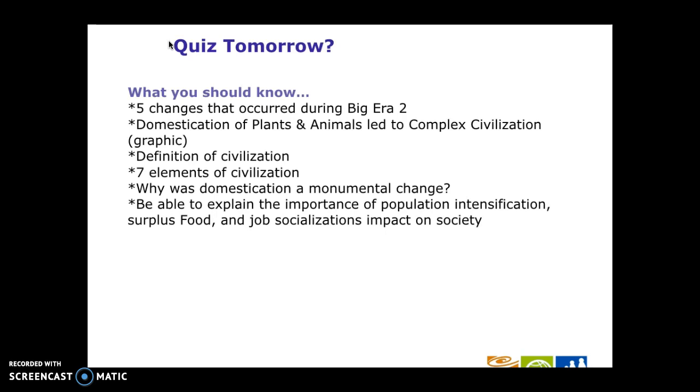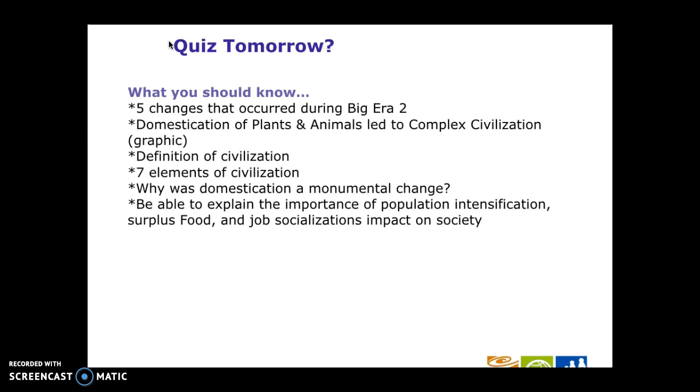You should know the domestication of plants and animals and how that led to a complex civilization. So you should understand that chart, that flow chart there. You should be able to define a civilization and describe the 7 elements that are common among all civilizations. And then finally, be able to describe the significance of the domestication of plants and animals, and the importance of population intensification, surplus food, and job specialization.